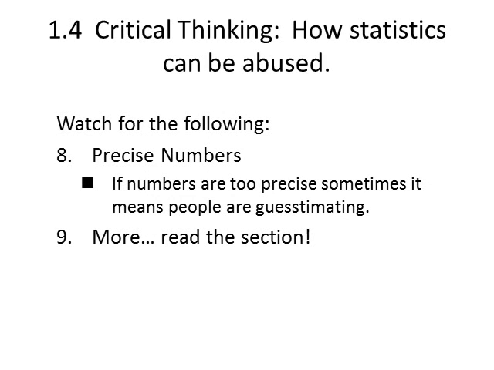Also, look for overly precise numbers. If we publish a number and we say that there are 325,670,000 people in a certain country, well, that's really precise, and so sometimes that means people are guesstimating. It's better to round off those numbers. And then if you read the section, you'll see a lot more examples of ways statistics can be abused.